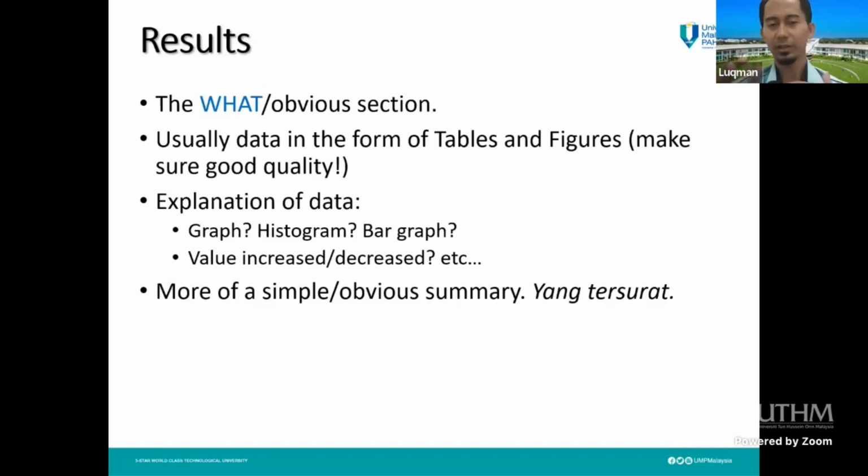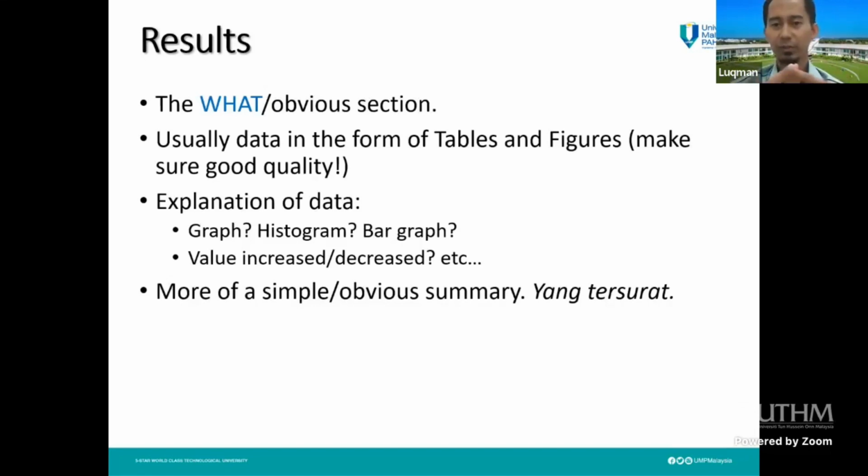And then value increase, decrease, anything related to the graph, which the reader can agree upon because they look at the graph and say, I can agree that this is increasing or it's showing a decreasing trend. But why is it increasing or decreasing? That's for the discussion part.